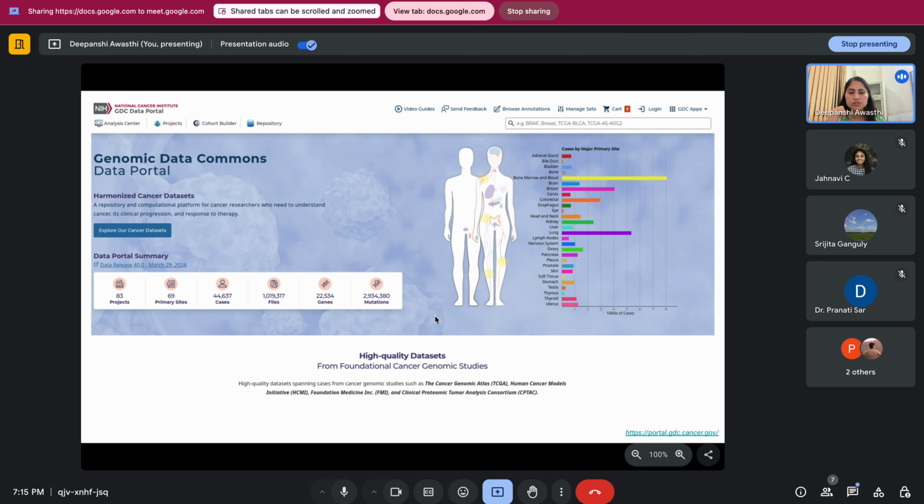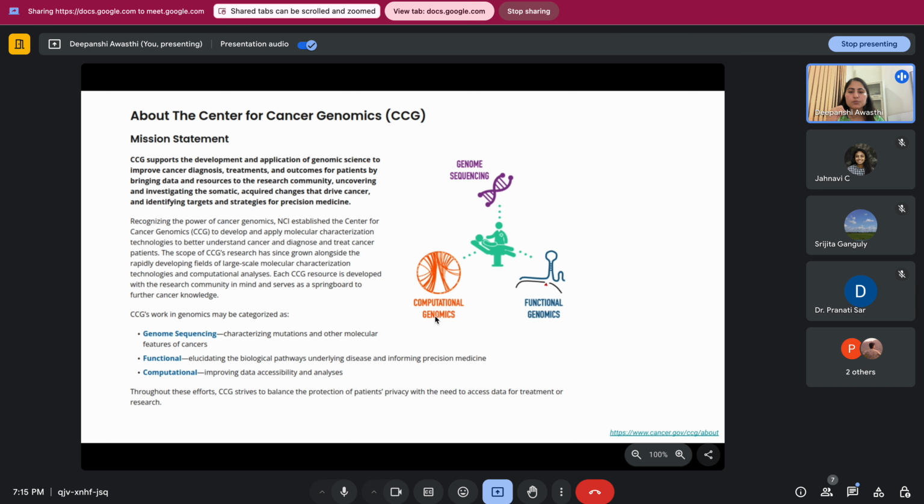Before moving to the GDC data portal, I will give you a brief introduction about the Center for Cancer Genomics, who is hosting these projects.